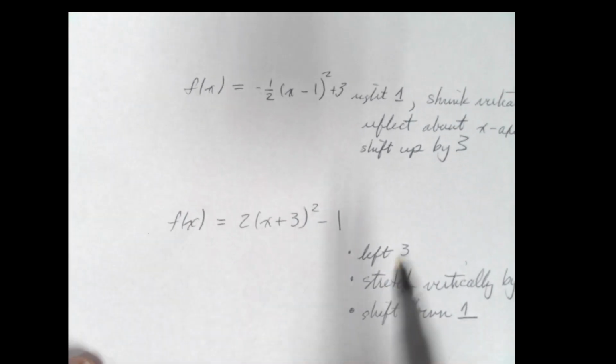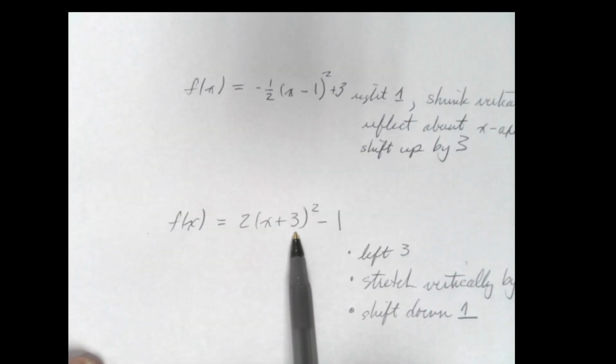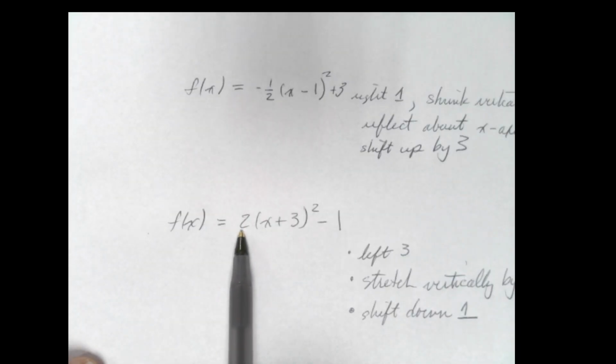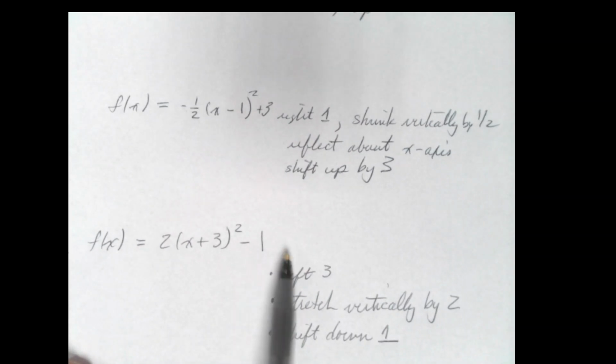Let's look at this last one here. All right, so again, start inside the parentheses. Since that's a plus 3, you're going to shift to the left by 3. Then you multiply by a number greater than 1 outside the parentheses, and that's going to stretch vertically by 2. And then at the end, you're going to shift it all down 1.